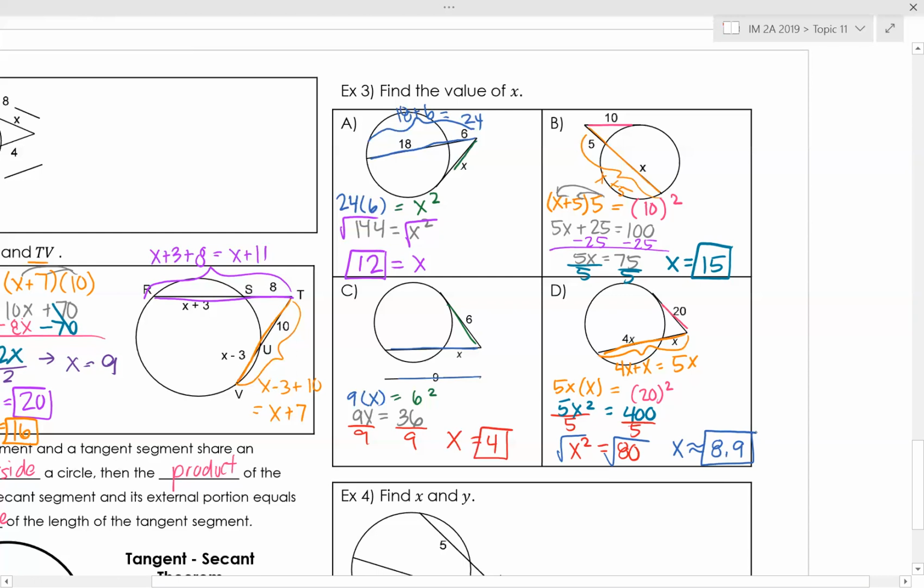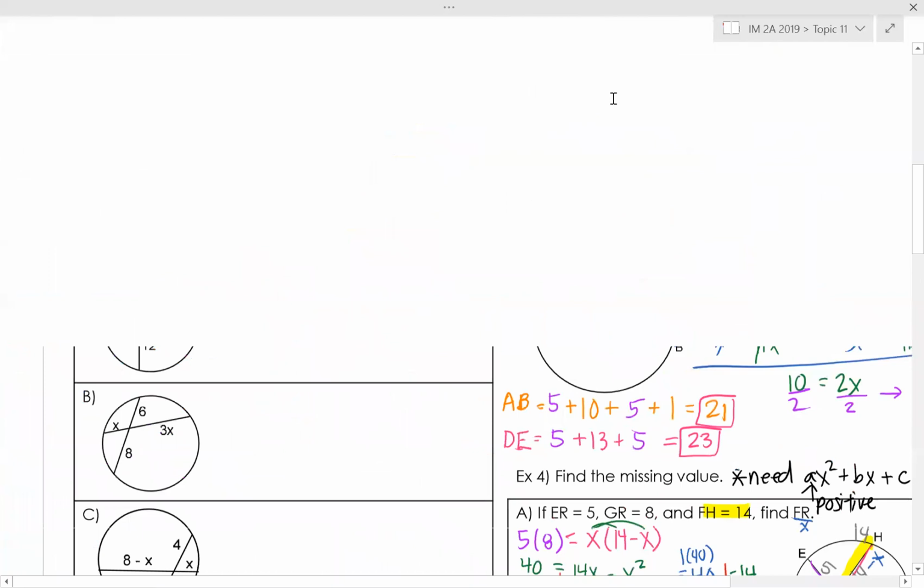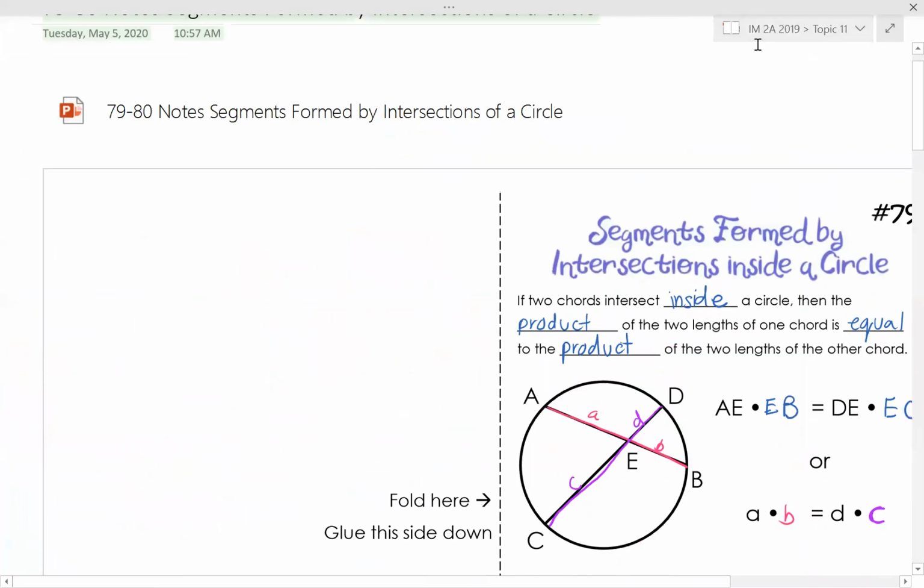Okay, so secant, I always do the whole times the outside, so I might have to add things together. And then for a tangent, it's always just that value squared because the tangent is the same whole and outside. Okay, so those are the three different theorems for segment lengths when I have these intersections inside and outside of a circle.